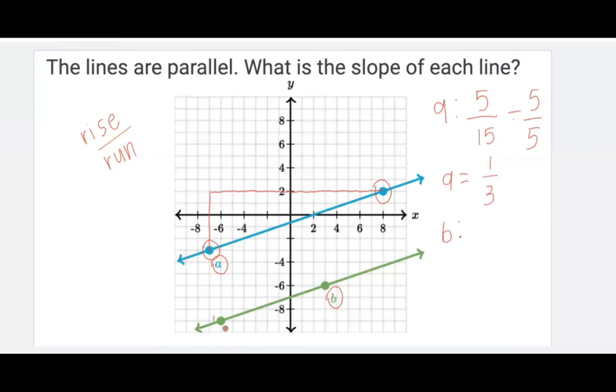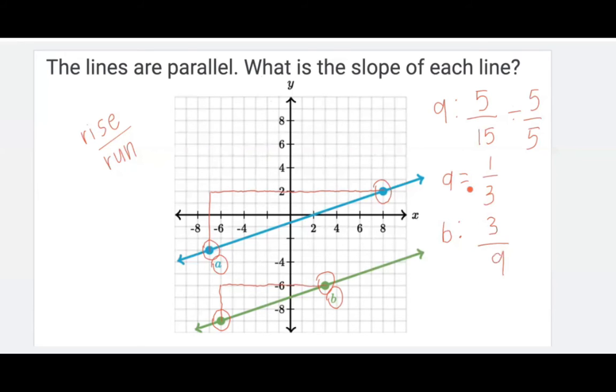Here's our leftmost point, and here is our second solid point. Notice that we're counting upward for our vertical change, so line B will also have a positive slope. Go ahead and count your vertical change, which would be 1, 2, 3 units up. And then you can find your horizontal change, which is 1, 2, 3, 4, 5, 6, 7, 8, 9 units across.